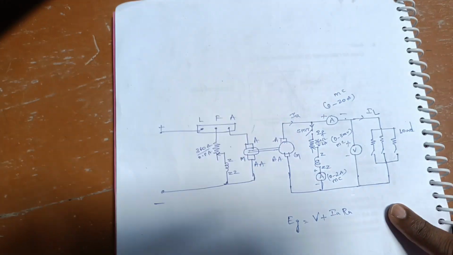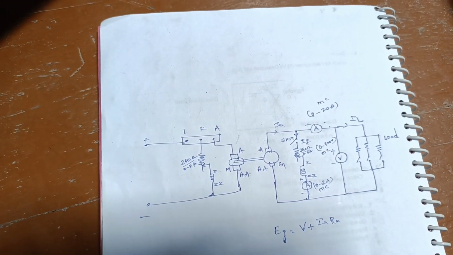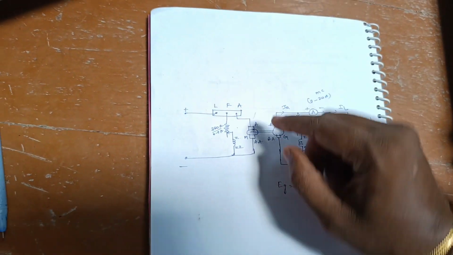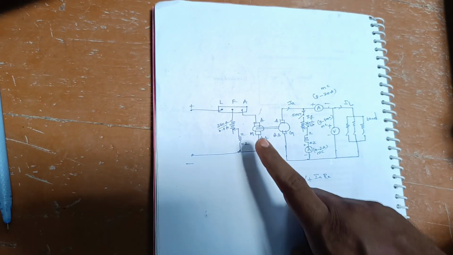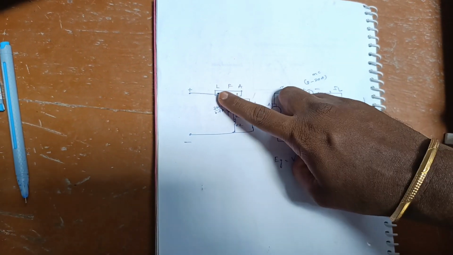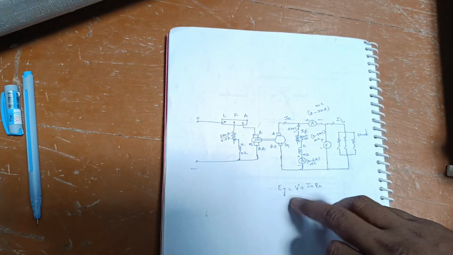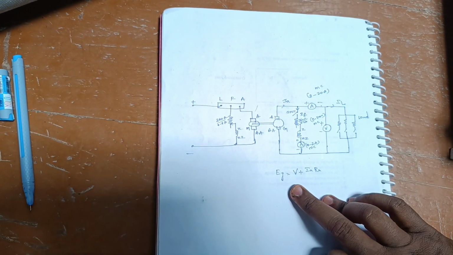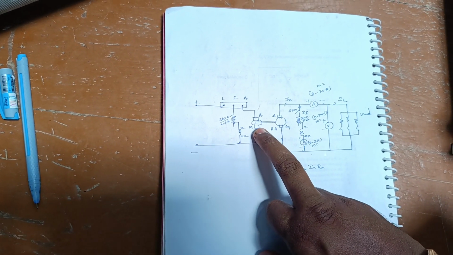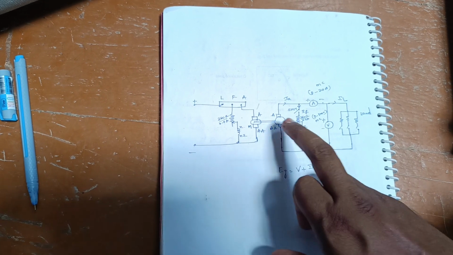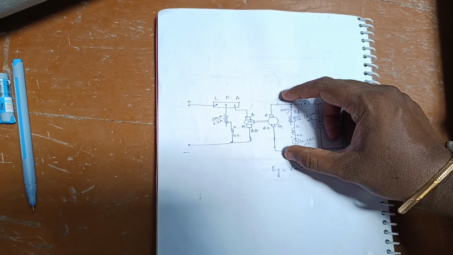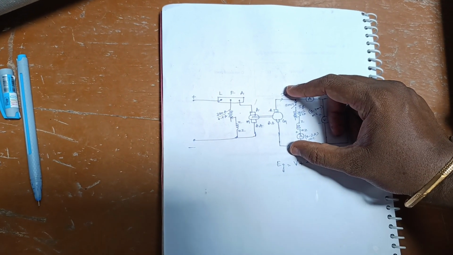This is the circuit diagram to conduct the experiment. Here, first we need to start the motor. To start the motor, we need to use a 3-point starter, because it is a shunt motor. When this motor is started, the mechanical output from the motor is given to the generator. From the generator, we will get the induced EMF.